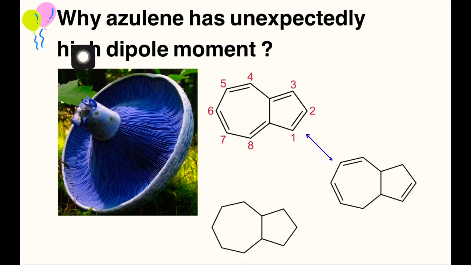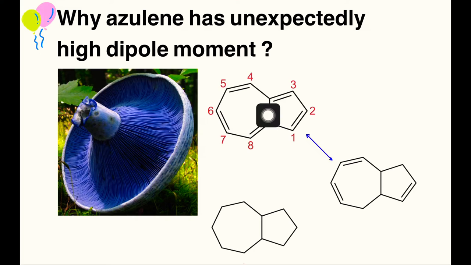Why azulene has unexpectedly high dipole moment? Hello everyone. In this lecture, I am going to discuss that azulene seems to be a non-polar molecule because there is a bond between only carbon and carbon. But it has a high dipole moment of approximately 1.08 D. Why does it have a dipole moment?